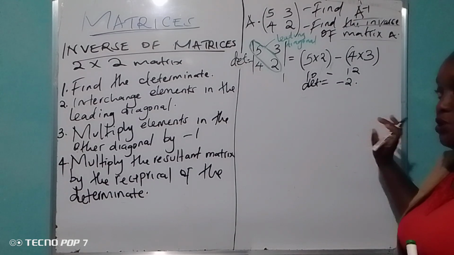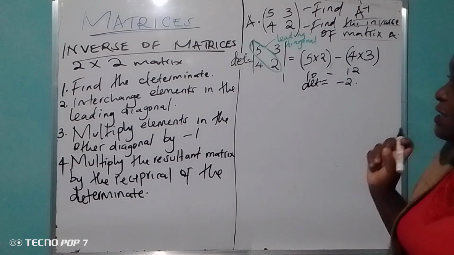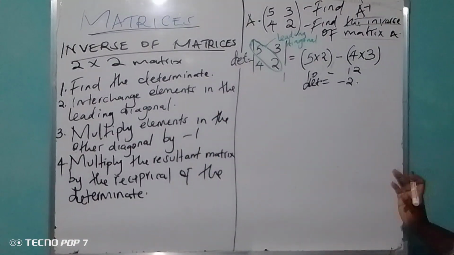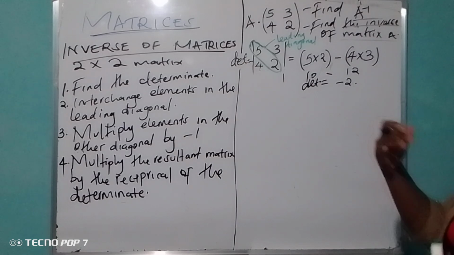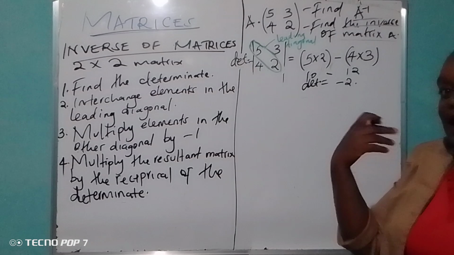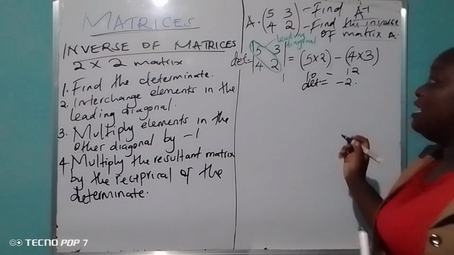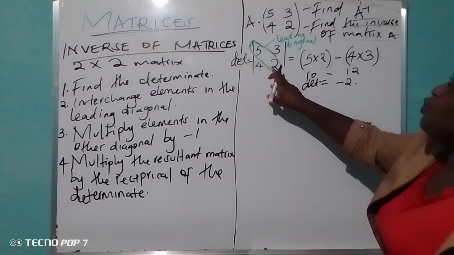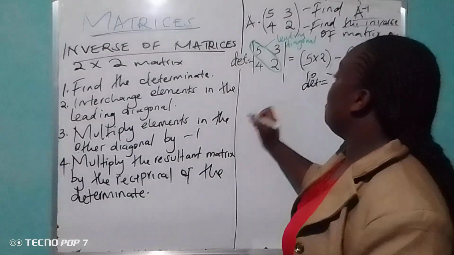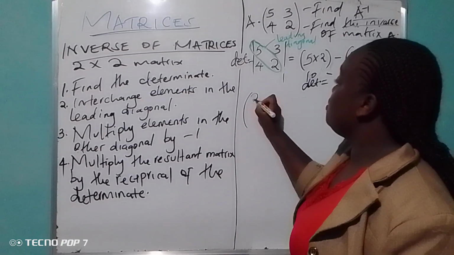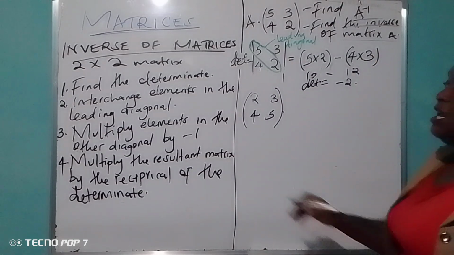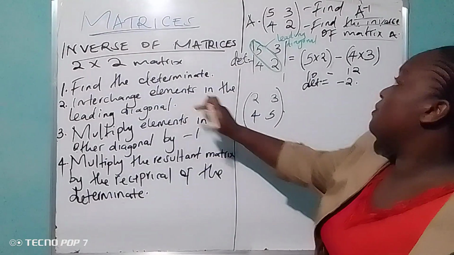So we go to the next step. We leave that for now, we will use it later. The next step is to interchange elements in the leading diagonal. We have seen where the leading diagonal is. Each number here is called an element. So interchange elements in the leading diagonal, meaning the 2 will come here, the 5 will come here. Just interchange. Our resultant matrix has 2 at the top, 3 here, and the 5 there. So we have done the second step.